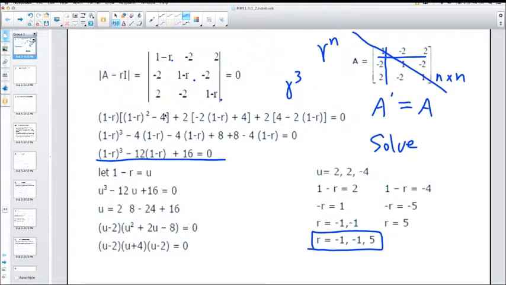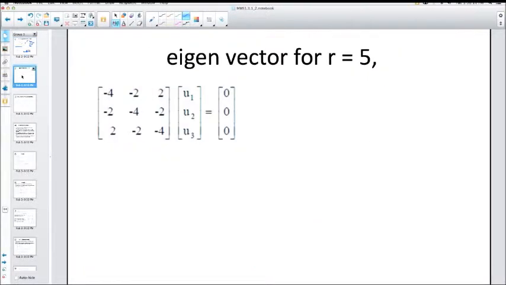But -1 is a repeating solution. See, we got -1 twice. So we got a single solution and a repeating solution. In other words, I really only get 2 eigenvalues. Because this is a 3×3 matrix, I still hope I can get 3 eigenvectors. So let's see how we get all the vectors.